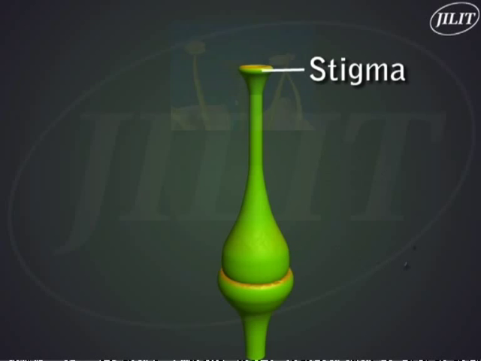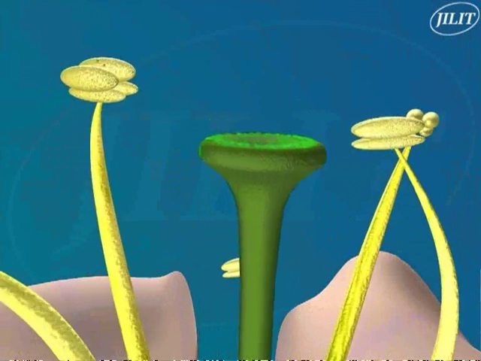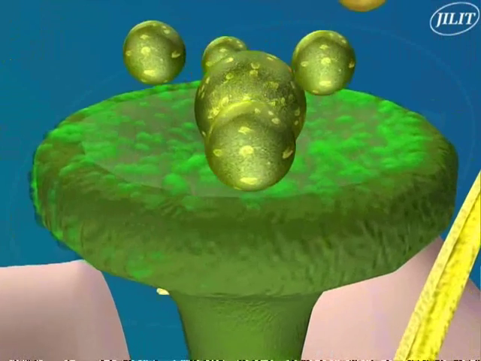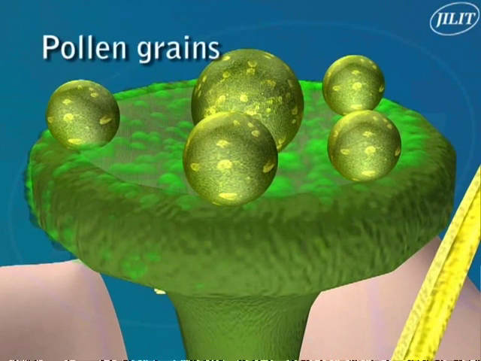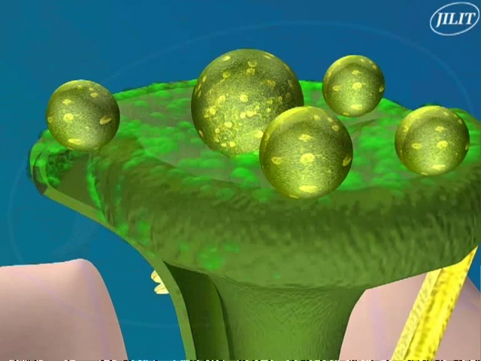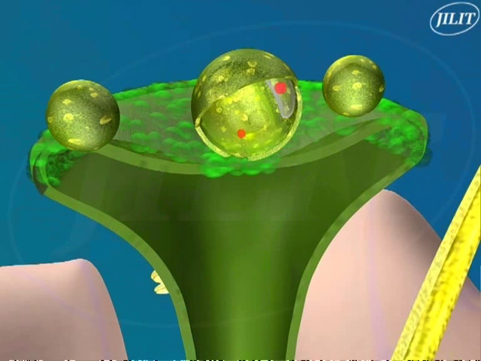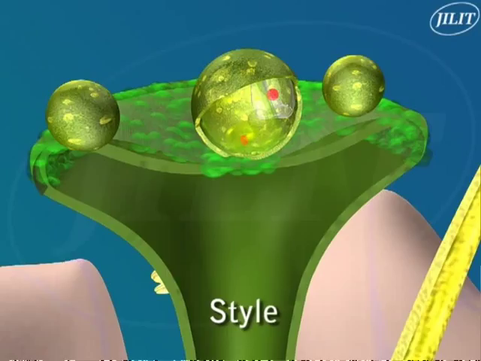The stigma is the receptive tip of the carpel, which receives pollen during pollination and where the pollen grains germinate. The stigma is adapted to catch and trap pollen as it has a sticky platform. The style of a carpel is a tube-like portion between the stigma and the ovary. It can be either long or short.